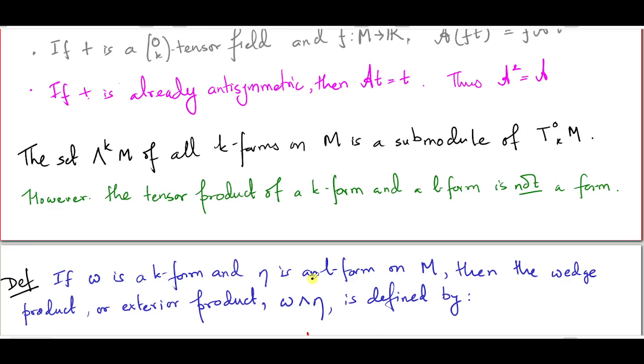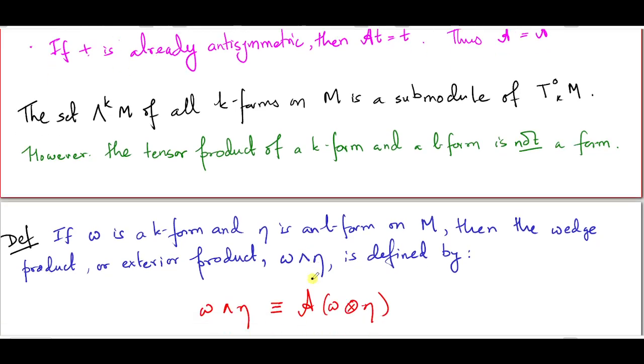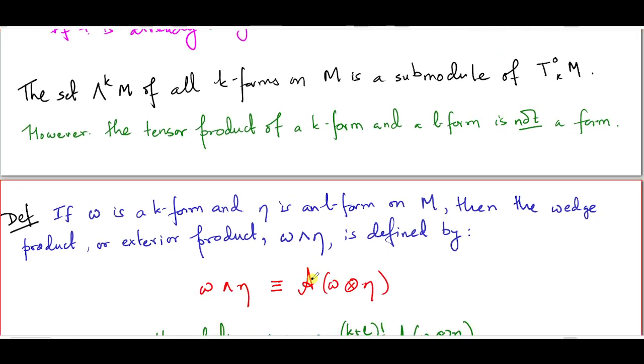And we know how to produce a K plus L form out of that. Just use the alternator, curly A. So, omega wedge eta is defined to be curly A acting on the tensor product of omega and eta. So, we are going to end up with a K plus L form given a K form and an L form, and this is basically like the tensor product but with the additional antisymmetrization.